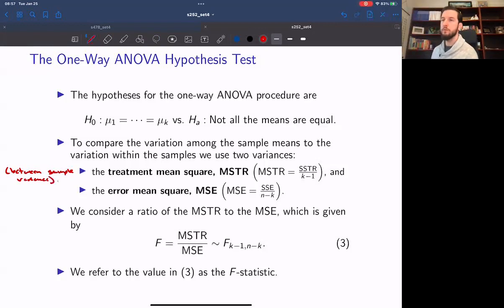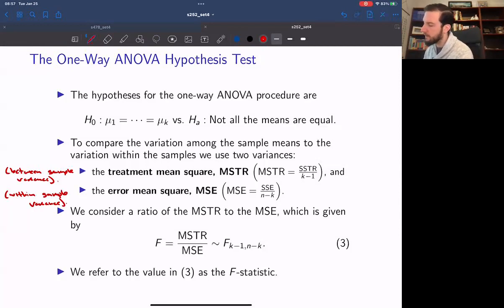The treatment mean square is the same thing as between sample variation, which is why in some textbooks, instead of writing SSTR, they'll write SSB, and instead of writing SSE, they'll write SSW, so between and within. But these are all the exact same thing. So the between sample variance is the mean square treatment, and the within sample variance is the mean squared error. These are the same thing.